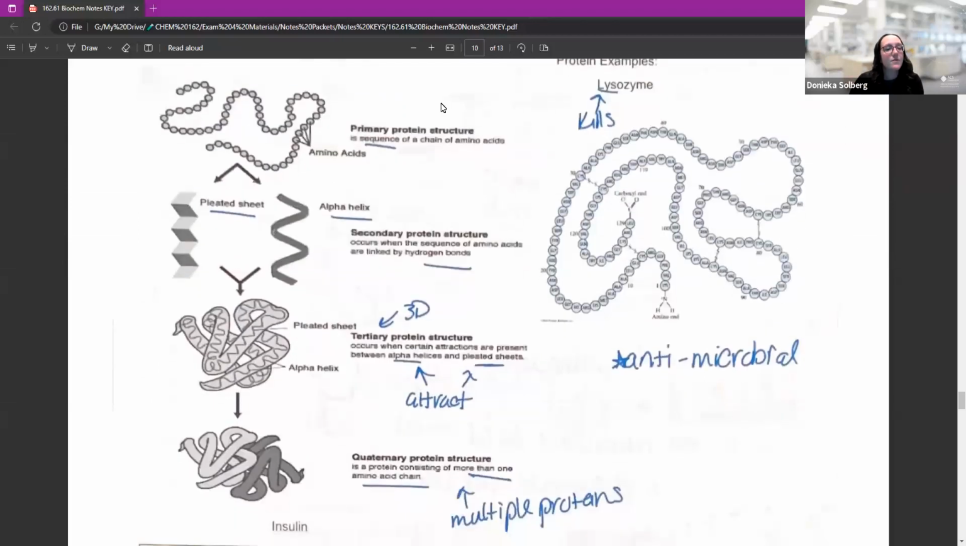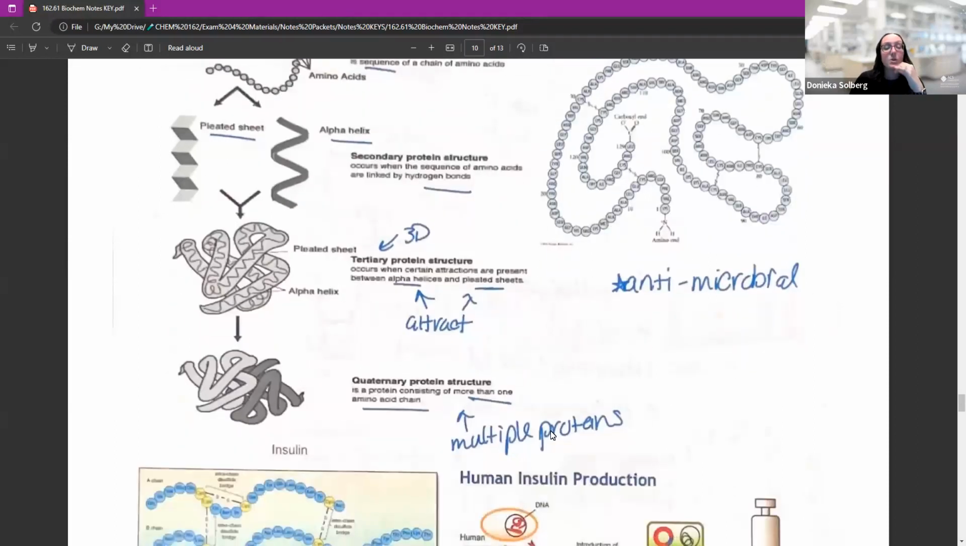Okay. So this is a little picture of an overview, right? Our primary protein structures are our amino acid chain. Secondary protein structure are things like pleated sheets or alpha helices. Then they start attracting each other, and then I get my tertiary structure, which is my 3D, what does the protein look like? And then sometimes proteins bond or attract with other proteins to create a quaternary protein structure. Insulin is an example of this. It's when you have multiple proteins coming together to be one big molecule that does something. Insulin is made up of a couple types of proteins that come together and they attract each other or bond, and then they can do whatever it is they're supposed to do.